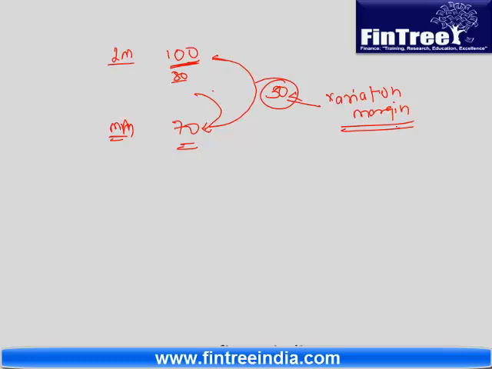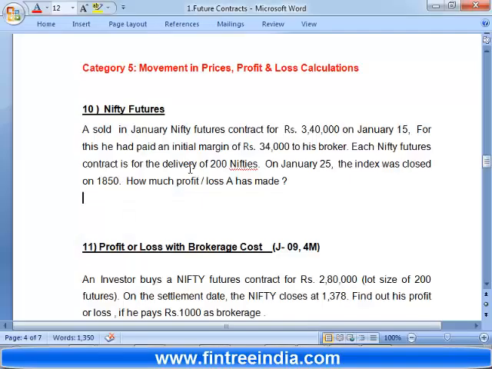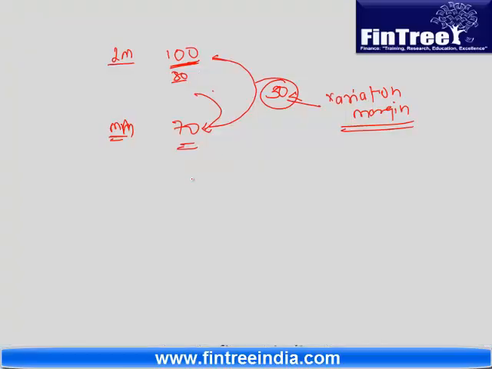It is very unlikely that you will have a question on margin calculations. But what they'll do is they'll put some margin related line in the question just to confuse you. So let's solve this question, which is of the same type. This is your contract value. This is the margin you've paid. Delivery is of 200 Niftys. Now the index has become 1850. On expiry, how much profit or loss? Again, the trick is, let's write this together.